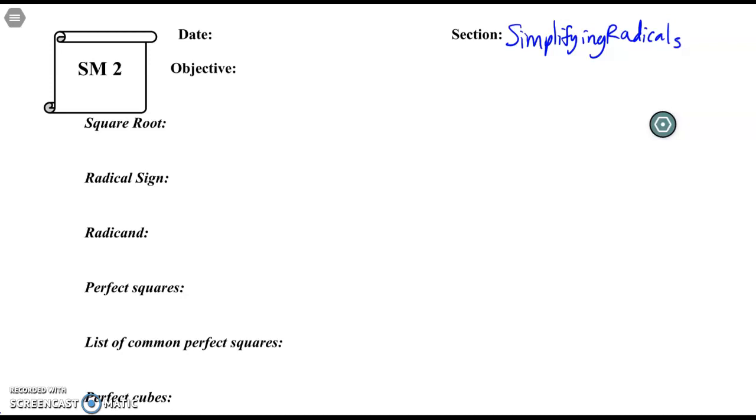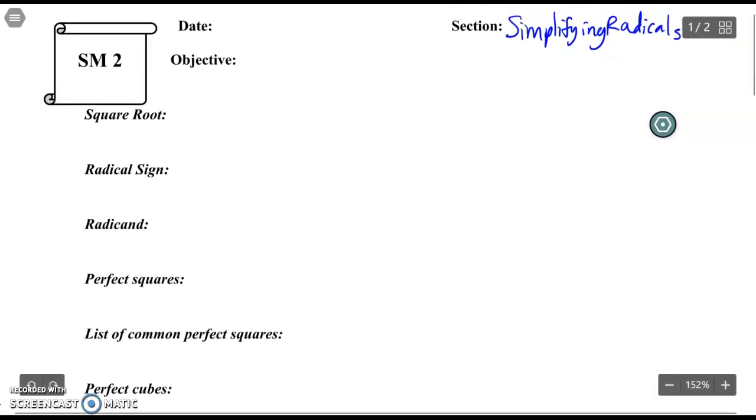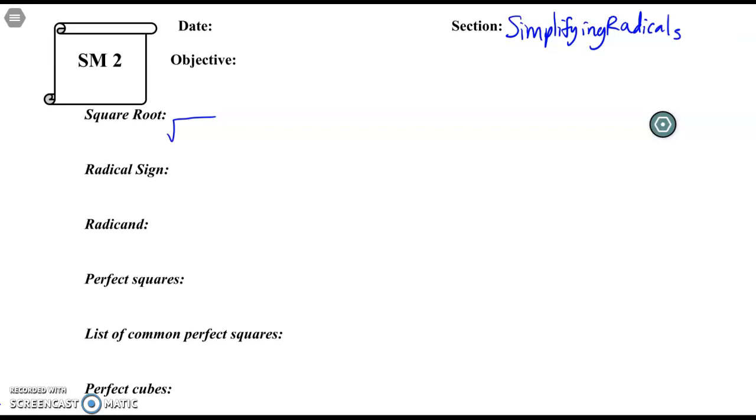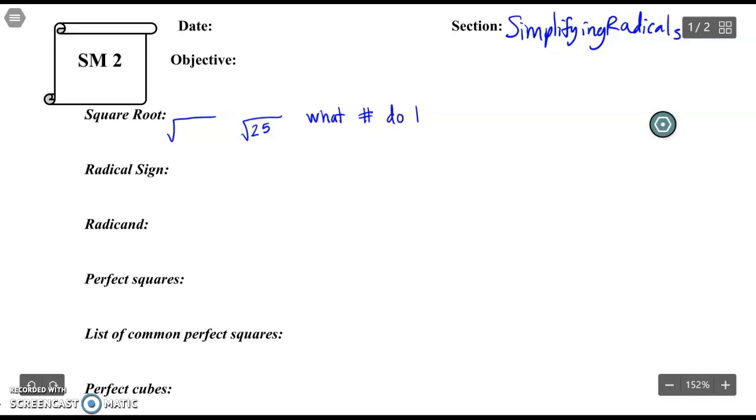So the first vocab word that we're going to talk about, which you probably already heard of, is the square root. A square root is just this thing right here. It kind of looks like a long division symbol, but it has this little tail right here. Oftentimes we're going to see the square root with a number inside of it, like the square root of 25. What the square root of 25 is asking is, what number do I multiply by itself to get 25?